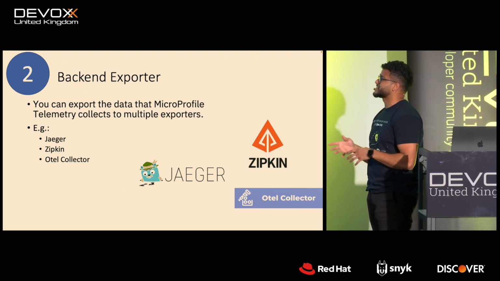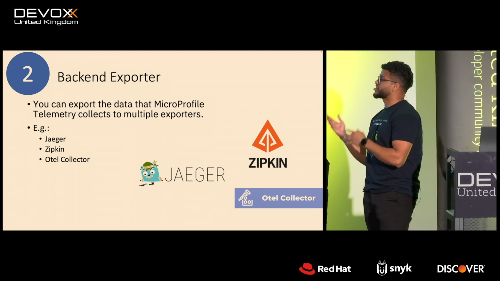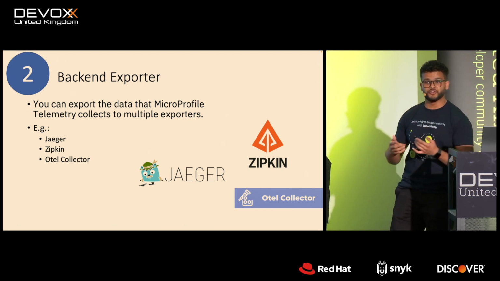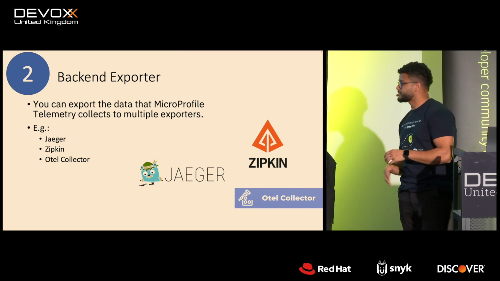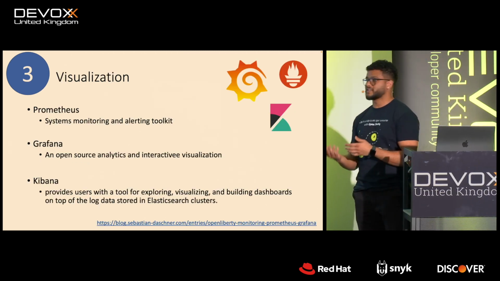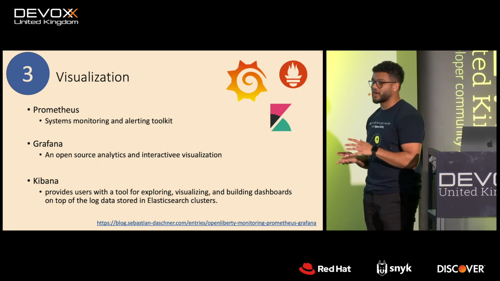So you can actually export this data into the MP telemetry, which collects multiple exporters. So you can use Jaeger, Zipkin, and OTel Collector. Today we'll be using Jaeger. And finally, we'll talk about the visualization. So we have Prometheus, Grafana, and Kibana.